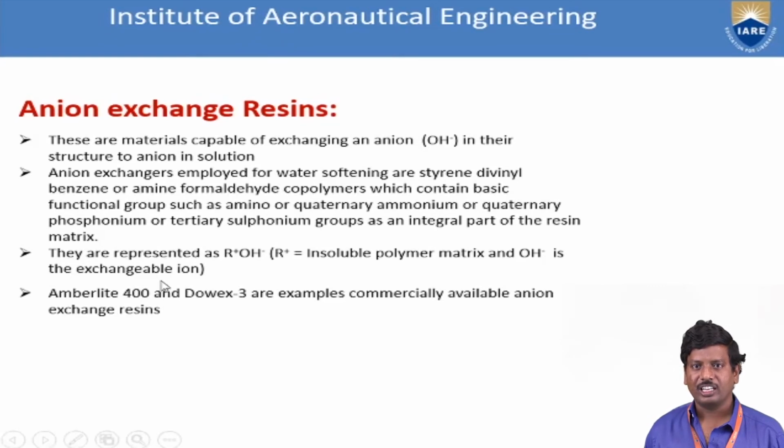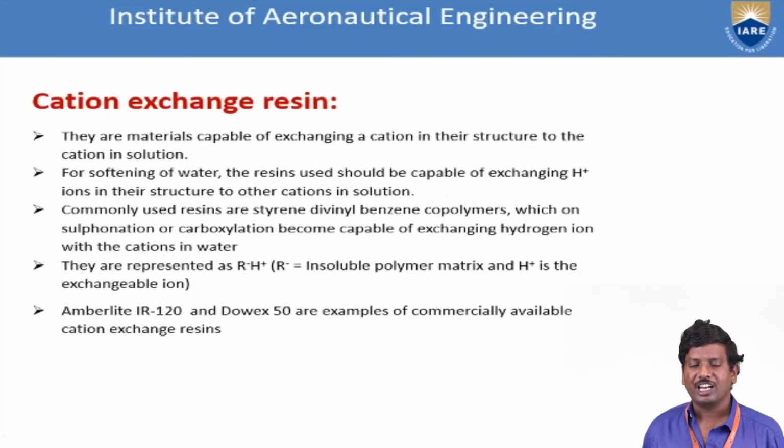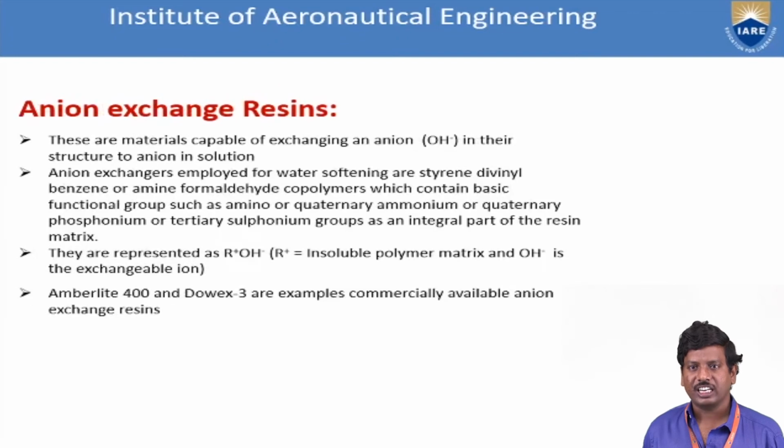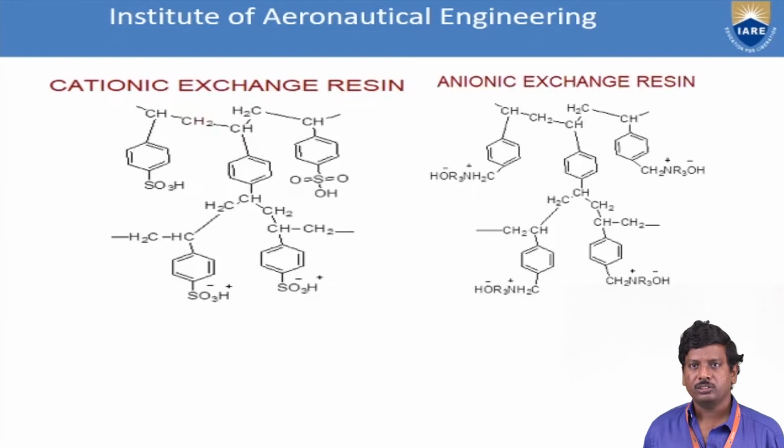We should remember what the cation exchangers and what the anion exchangers are. Amberlite IR 120 and Dowex 50 are examples of commercially available cation exchangers, and Amberlite 400 and Dowex 3 are examples of commercially available anion exchangers. So these are the structures of the cation exchangers and anion exchangers with styrene divinyl benzene. Cation exchanger mainly contains sulfonic acid groups, represented by SO3H, whereas anion exchangers are represented by CH2 linked with an NH amine group.